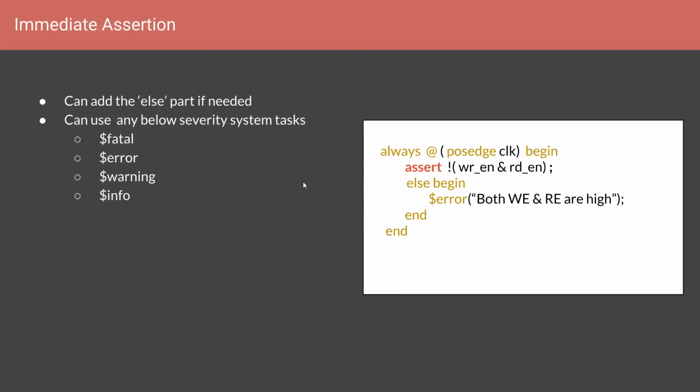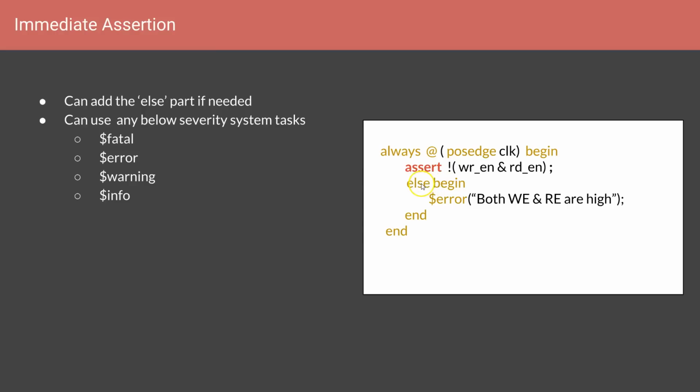As immediate assertions are similar to if statements, you could add the else statement along with the immediate assertion. So here is an example. Within a procedural always block, you are writing the same old assert statement, like assert not (write enable and read enable) followed by a semicolon, and to the same statement you could add an else part like else begin, end. You can flag an error.